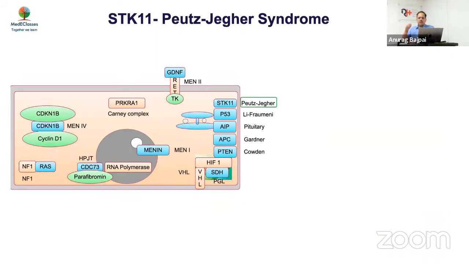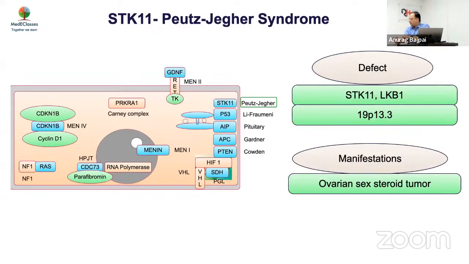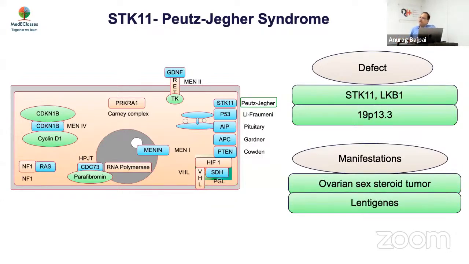A rare scenario, which is similar in manifestations to McCune-Albright, is Peutz-Jeghers syndrome. It's considered to be a neoplastic disorder, part of the endocrine neoplasia syndromes. So it's STK11. Again, this is going to cause more cellular growth. So all of these are causing more cellular growth. Manifestations are ovarian sex steroid tumors, which may again cause precocious puberty, which will be peripheral in form. And very importantly, you will have pigmented lesions in the mouth, like lentigines.